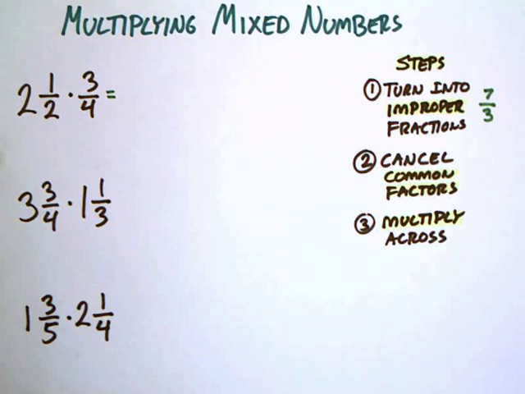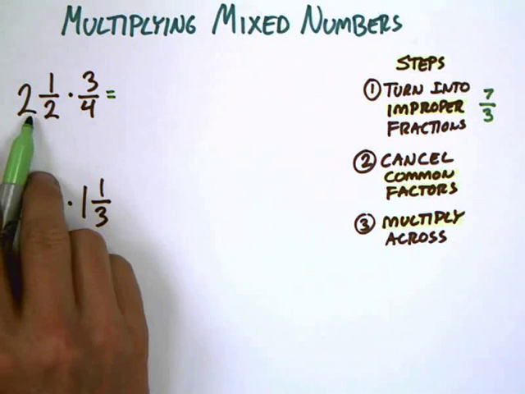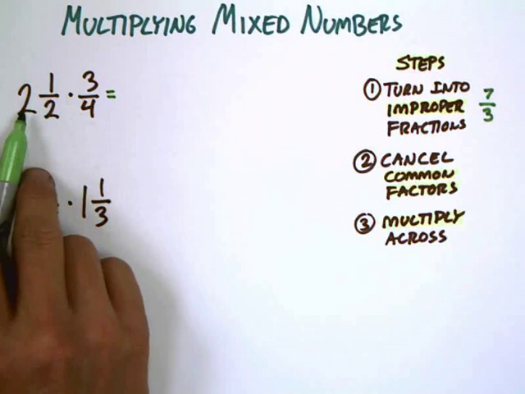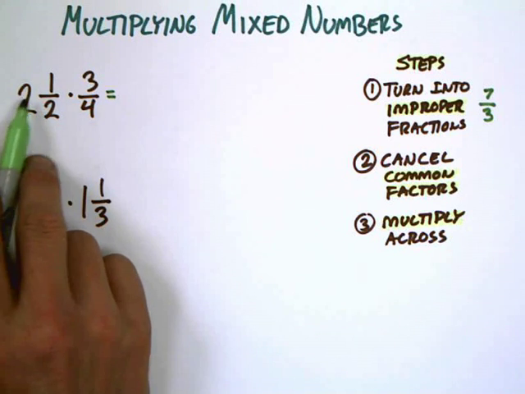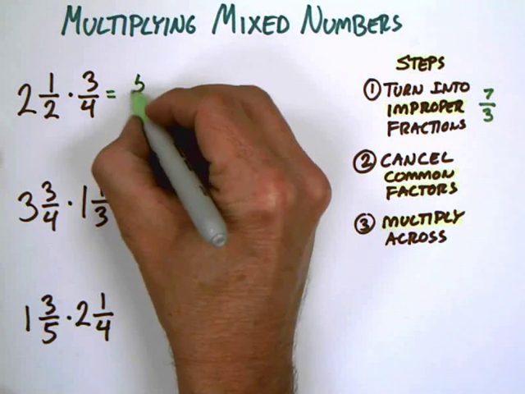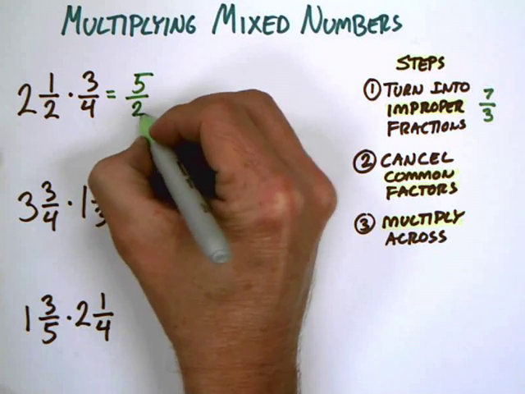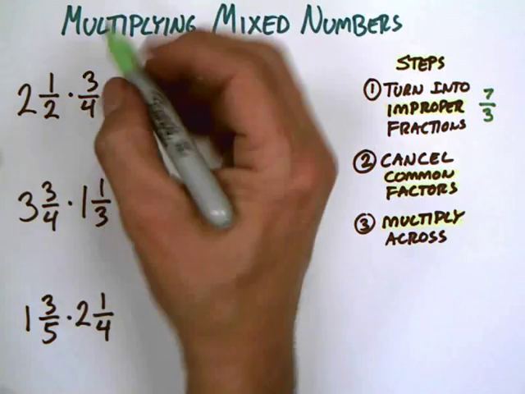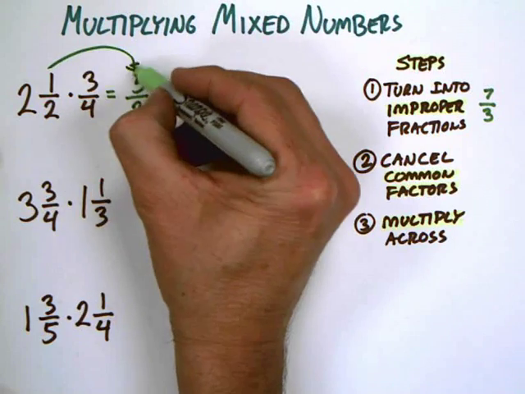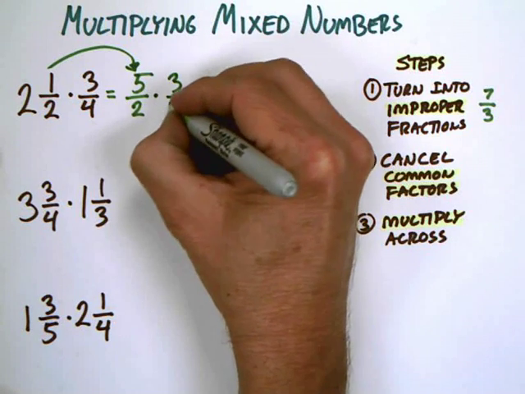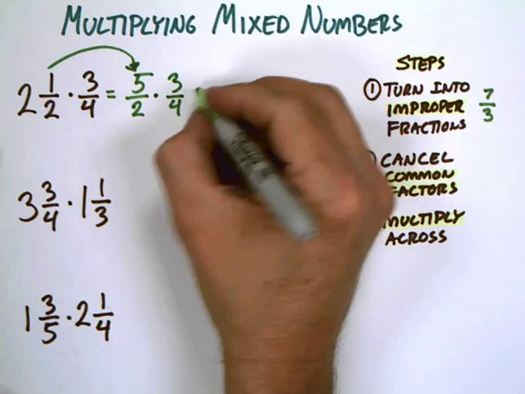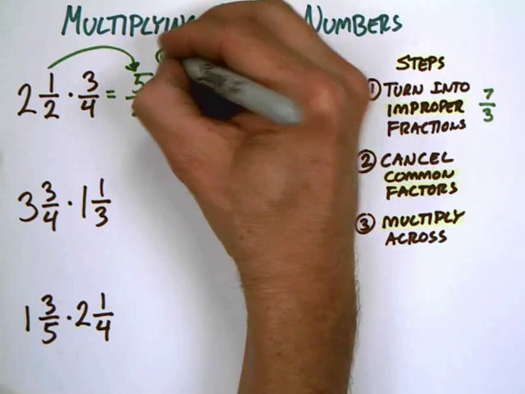So how could we do that? Well, here's our first example. We have 2 1/2. To turn that into an improper fraction, we're going to multiply the 2 times 2 and add the 1, because 2 1/2 is really worth 5/2. So this is going to be the same as 5/2. We still have the 3/4 that we're multiplying by. Okay, so that's step 1.